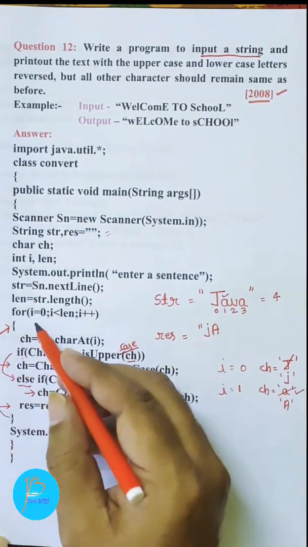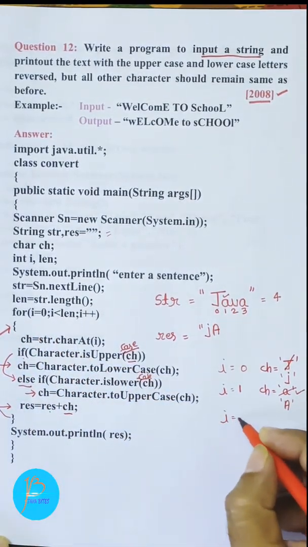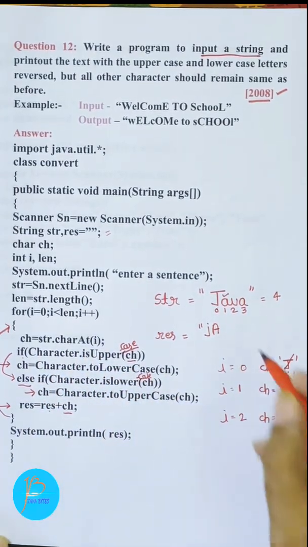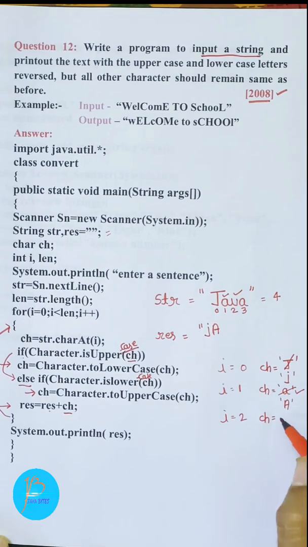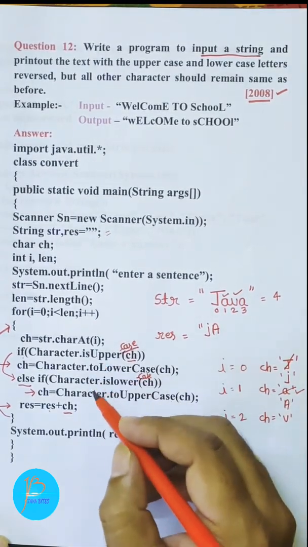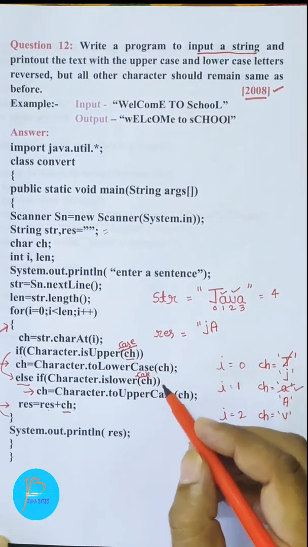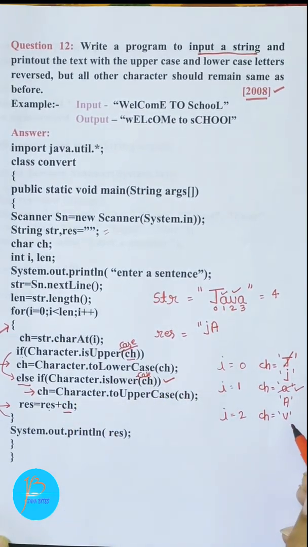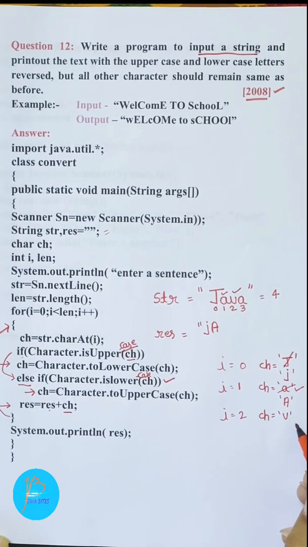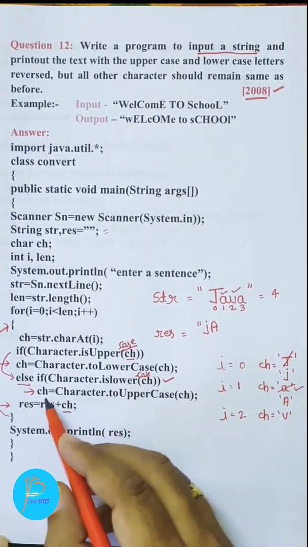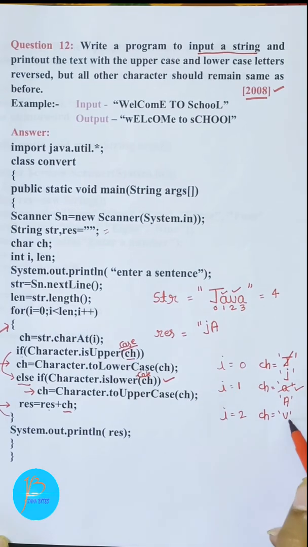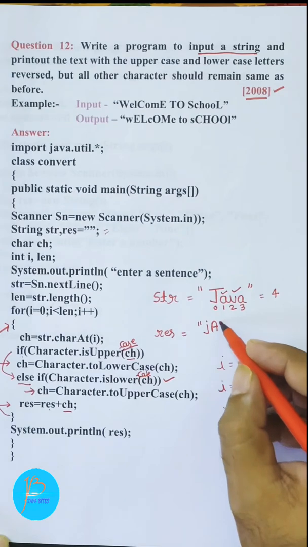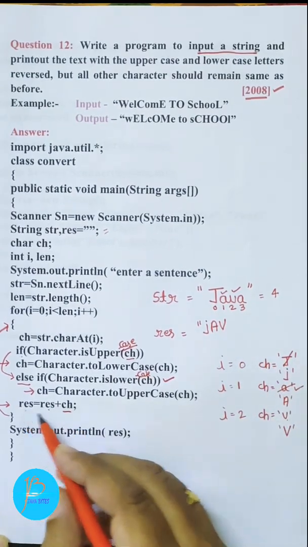Okay children, again the control will go up, i++. Now the value of i will become 2. ch equal to str.charAt(2). In ch, children, it will fetch small v now. Okay, again it will check both the conditions. You know that the second condition is true, Character.isLowerCase(ch). Yes, beta, small v is in small letter, so the else block will execute, and ch equal to Character.toUpperCase(ch). So the small v will convert to the capital V, and that will be added to the result now.